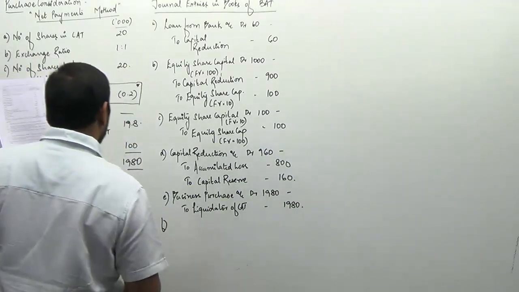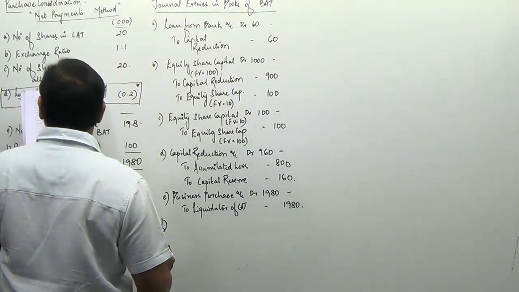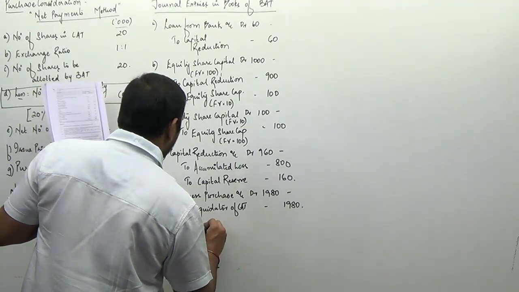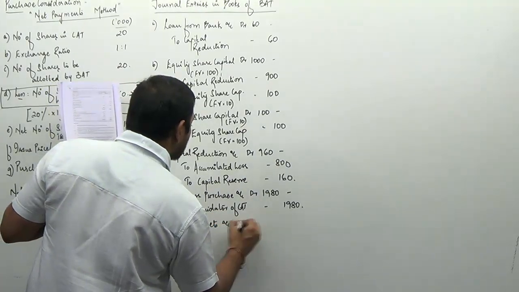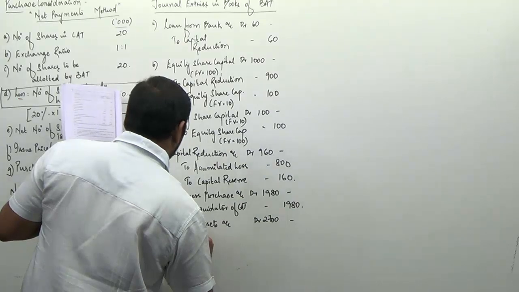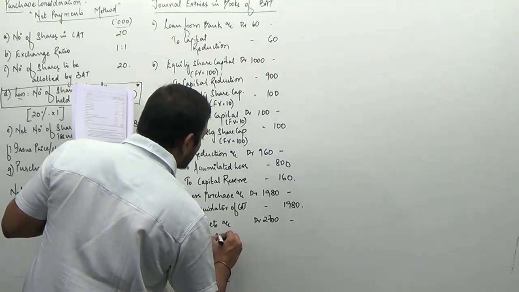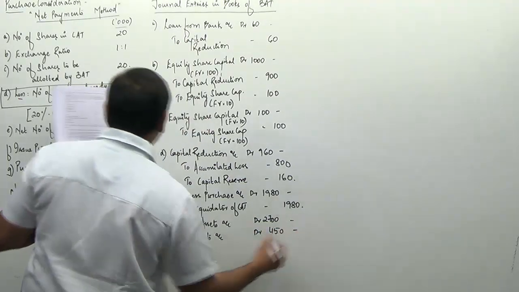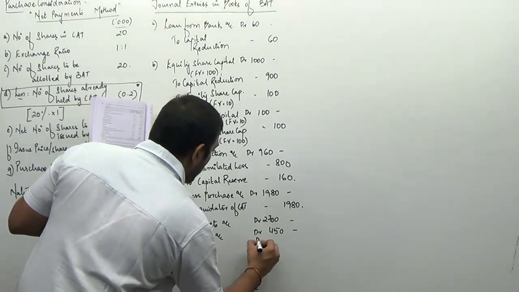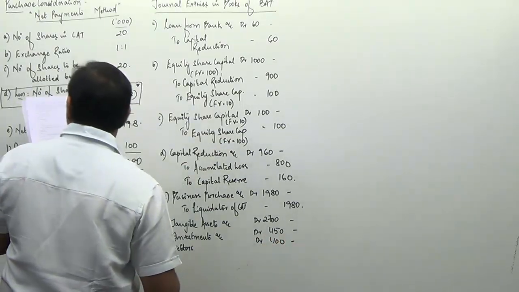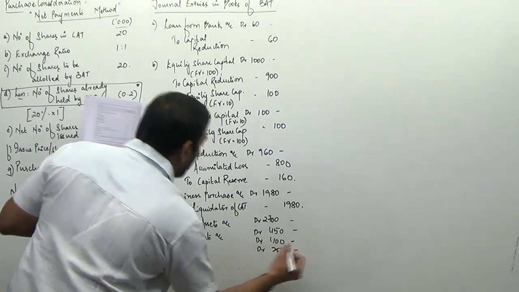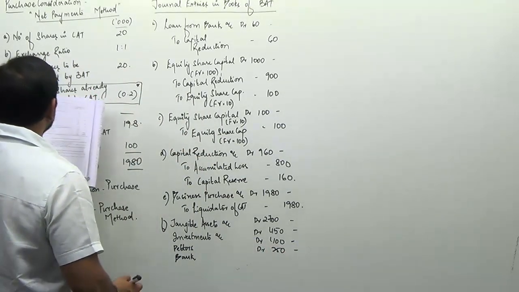Entry for net assets taken over. Take over one by one, line by line. First one, tangible fixed assets 2700, investments 700 minus 250, 450, debtors 400, bank balance 250. Understand your credits now.